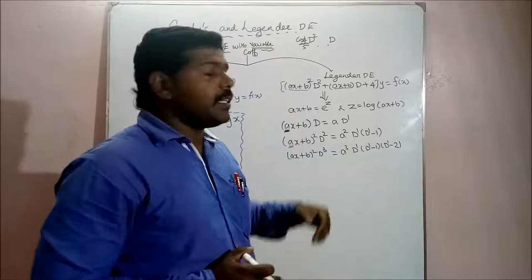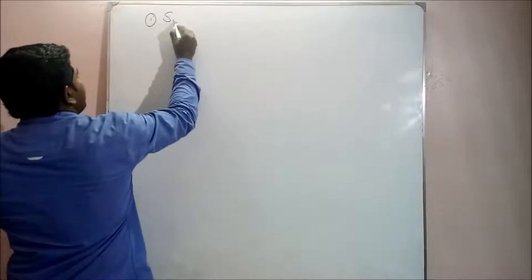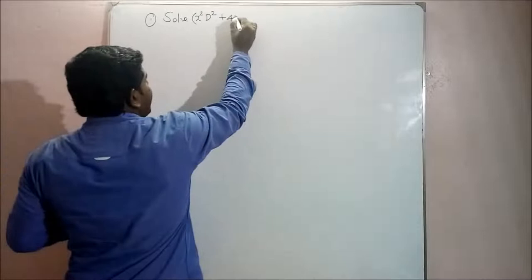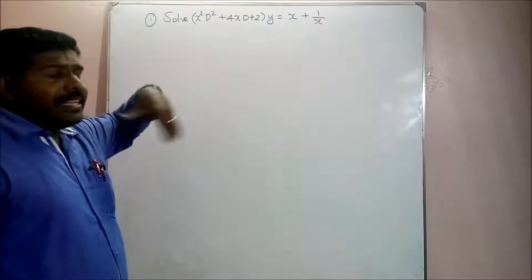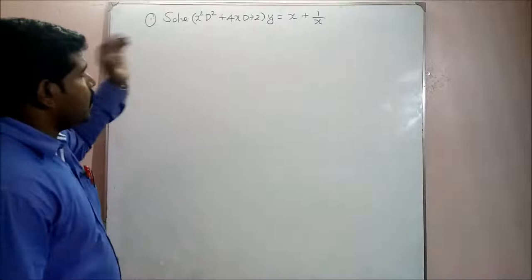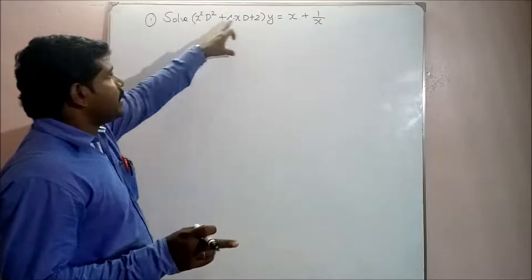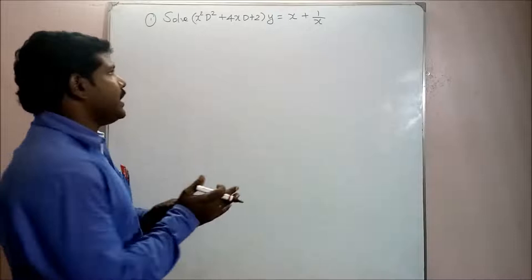So the first question, solve (x square D square plus 4xD plus 2) y is equal to x plus 1 by x. So solve this equation. With variable coefficients, we can call it either Cauchy's or Legendre's. This is a Cauchy's differential equation, because the coefficient of D square is x square and the coefficient of D is x. So we call this a Cauchy's differential equation.